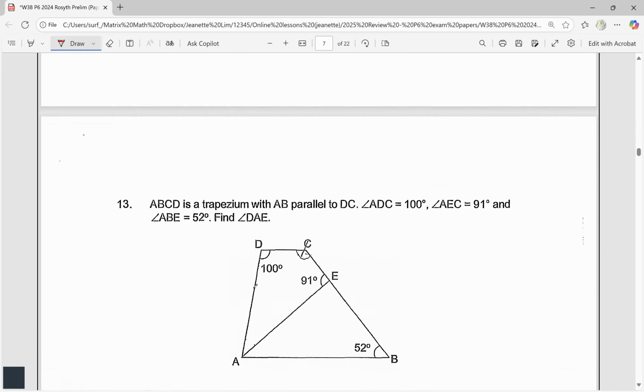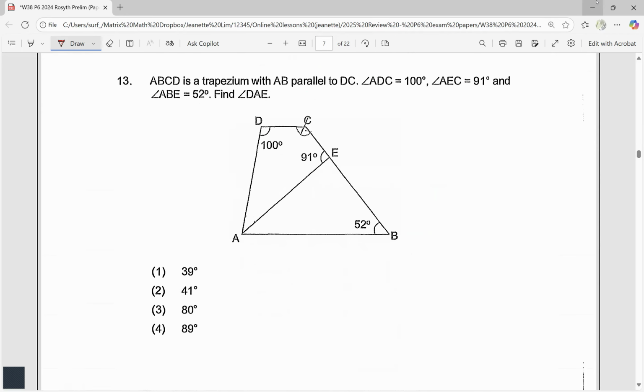Question 13. ABCD is a trapezium with AB parallel to DC. So let's mark that out. Then you have 100 degrees, 91 degrees, and you have 52 degrees. Find angle DAE here.